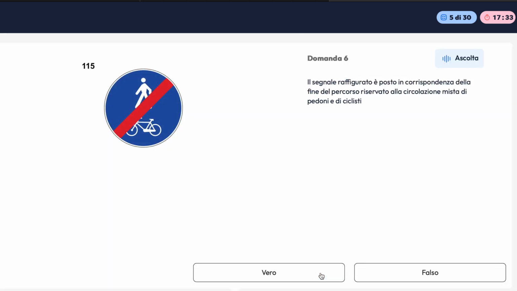Question number 6. Il segnale raffigurato è posto in corrispondenza della fine del percorso riservato a circolazione mista di pedoni e di ciclisti. The question said this sign is placed on the end of that road made for both bicycle and foot, which is vero.